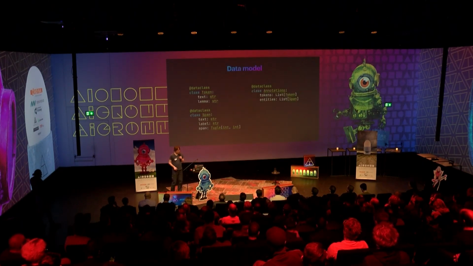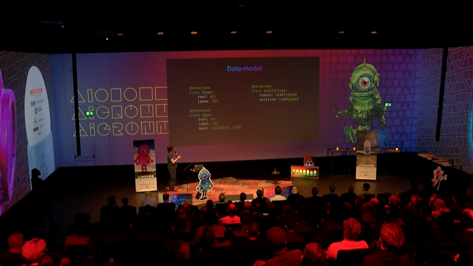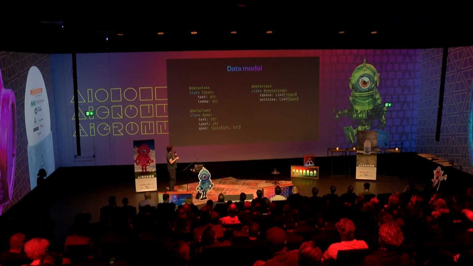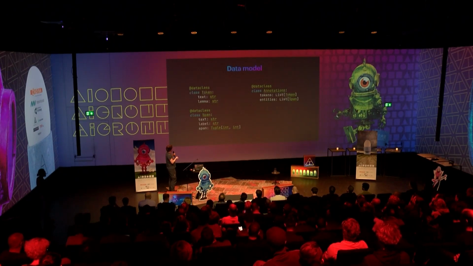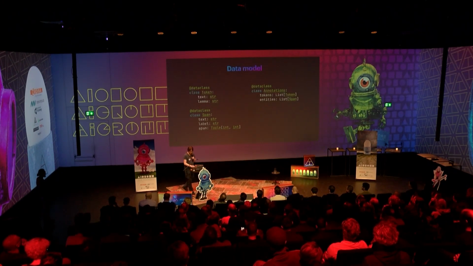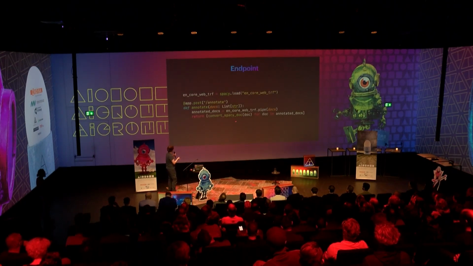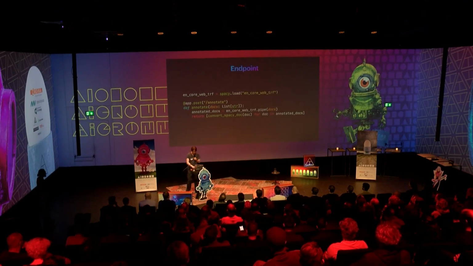So we use a very simple data model where we return annotations. Each annotation contains a list of tokens, which are the tokens in a particular text, and a list of entities in the form of spans. The token is just the text and the lemma, and the span is the text, the label of the span, and a tuple containing the starting and ending indexes of the span in terms of tokens. So now we only need to write this function to convert the spaCy doc into this very small domain model.